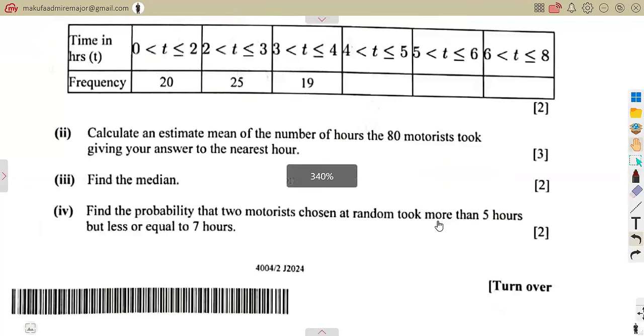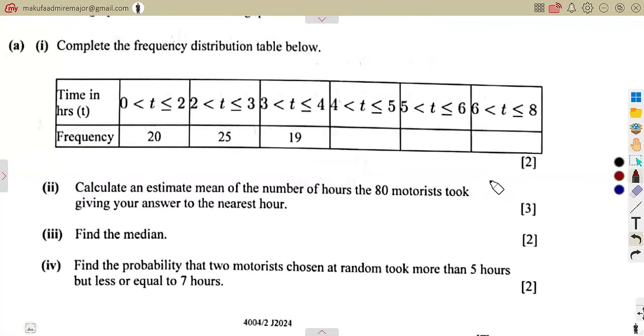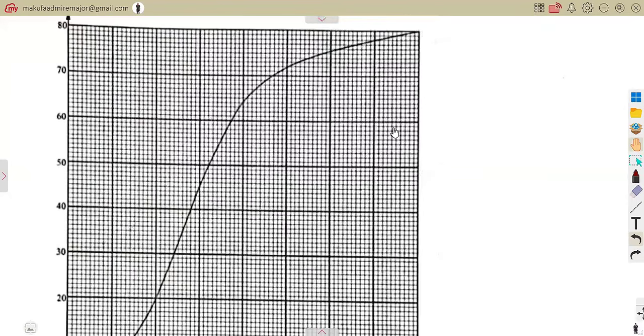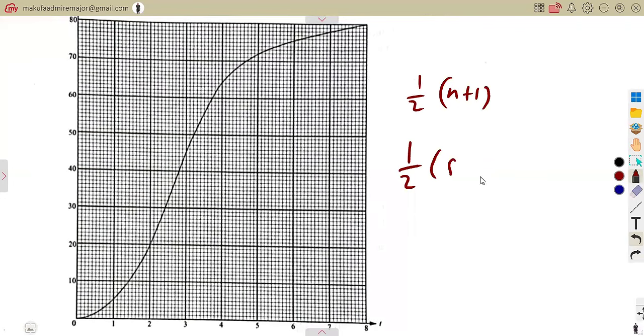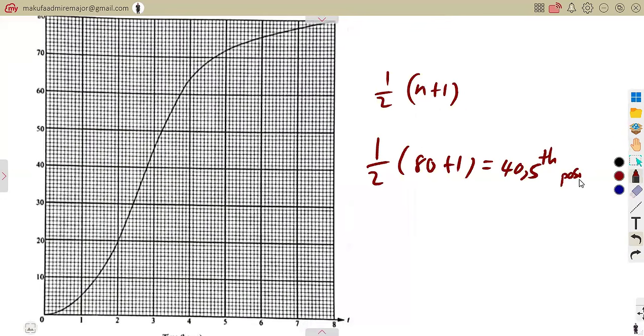The median, find the median. We can obtain it from the graph. Remember, the median is half of the distribution. Our distribution adds to 80, so we can use half of n plus 1. That's half of 80 plus 1, which is half of 81, which is 40.5.